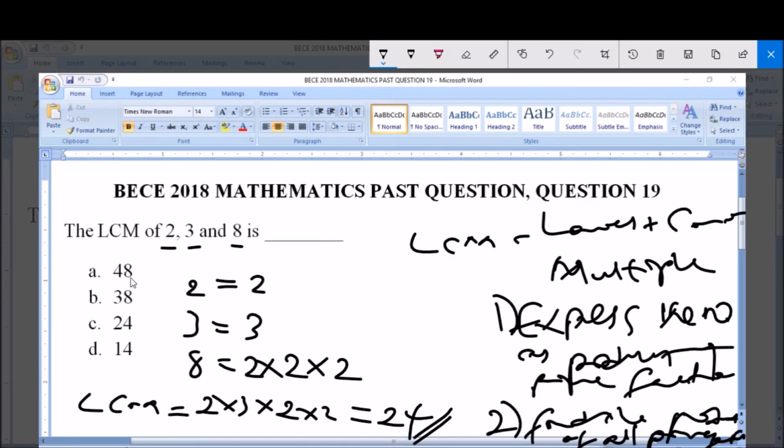From the options here, option C corresponds to our answer, which says 24. Therefore, C is the correct answer.